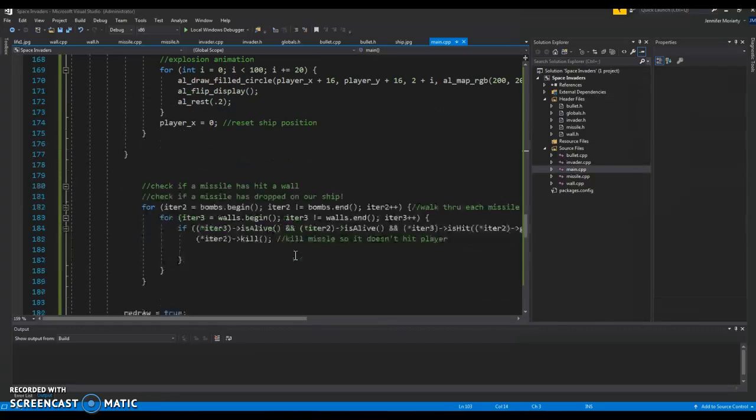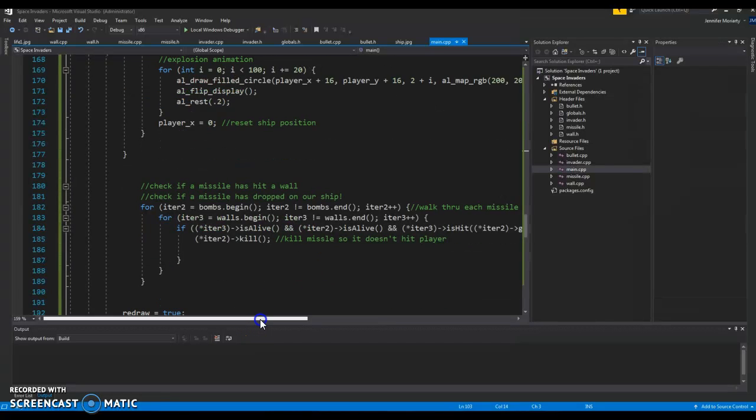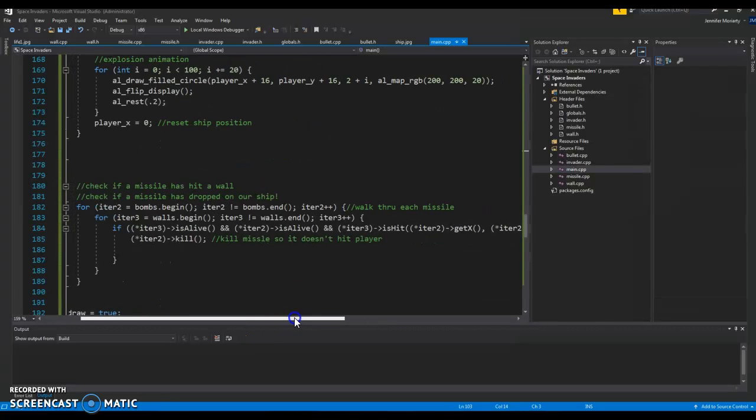What I'm doing here is I'm just checking to see. So this is kind of complicated because there is a nested for loop. I'm going to walk through each missile, and then each missile is going to check each wall. And just remember, wherever you see iter 3, I'm talking about walls, and wherever you see iter 2, I'm talking about missiles.